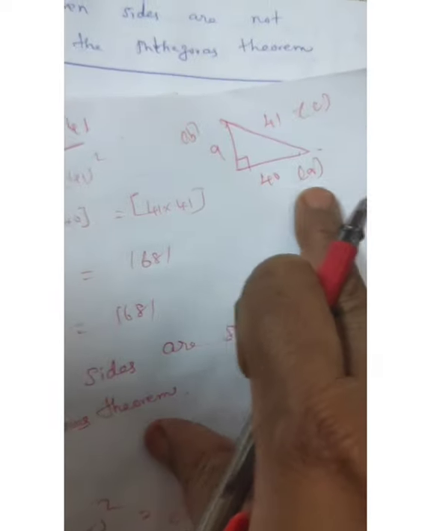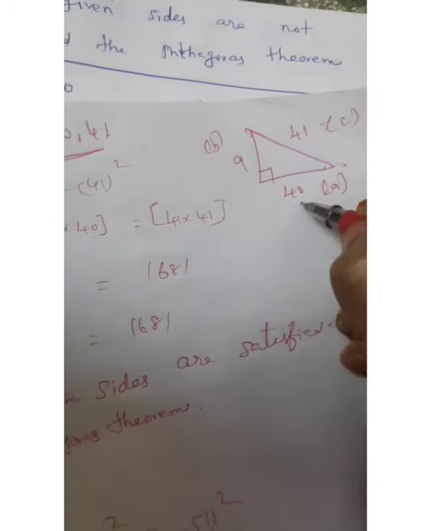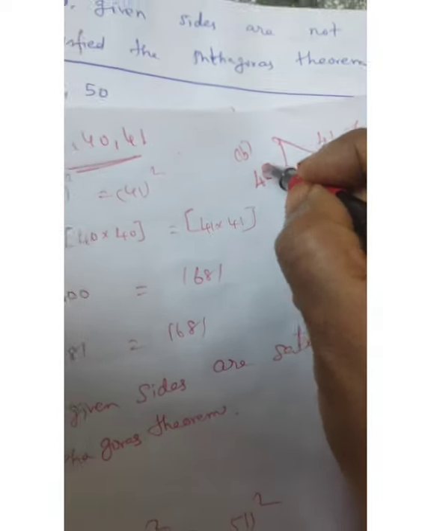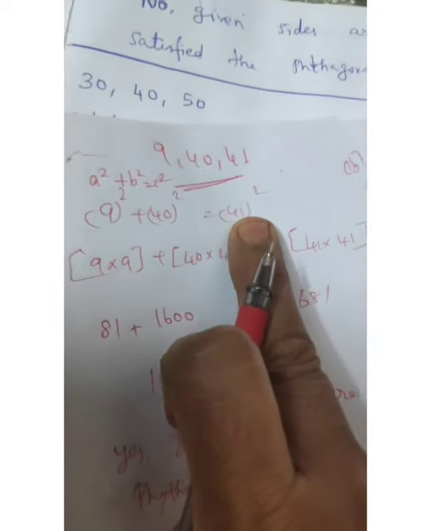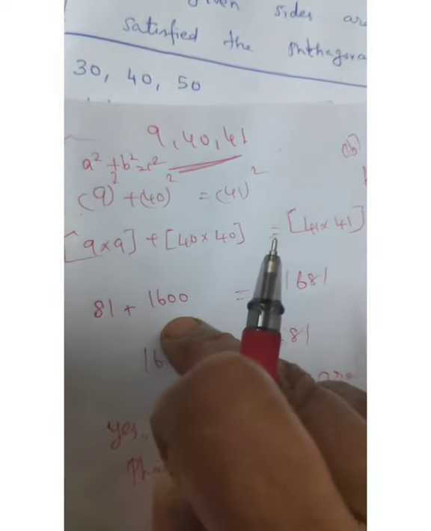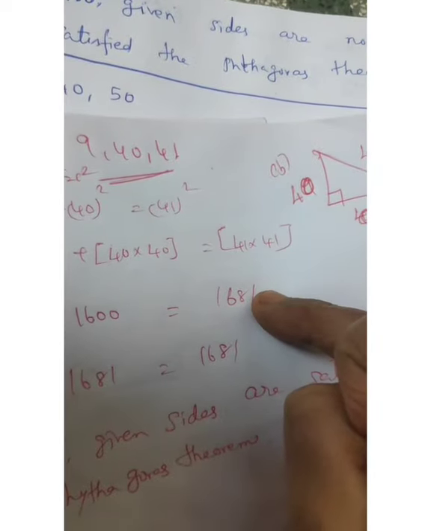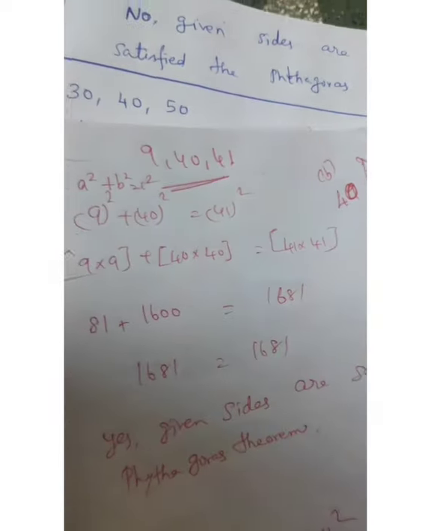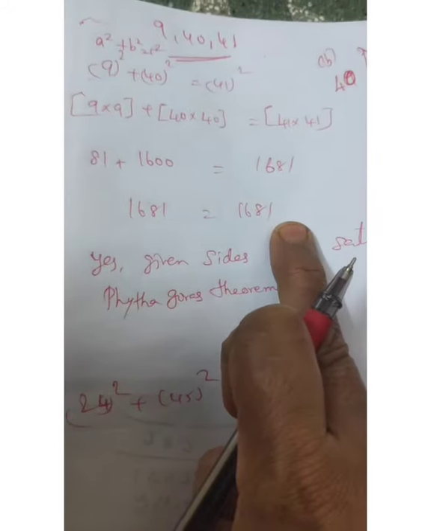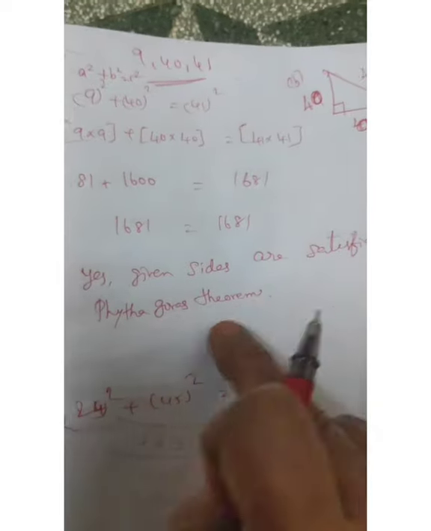A value equal to 9, B value equal to 40 whole square, 41 square. 9 9s are 81. 40 into 40 equal to 1600. 41 and 41 multiply and get the answer equal to 1681. Now also add: 81 plus 1600 is 1681. Yes, given sides are satisfied the Pythagoras theorem.